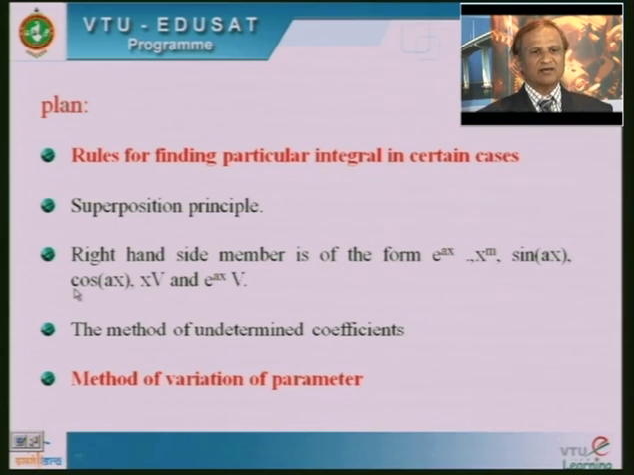Is it clear? Or it may be of the type cos of ax, or more generally cos of ax plus b, right, or it may be of the type x into v, again v may be a function of x. Is it clear? And finally it may be of the type e raised to ax into v, again v may be a function of x. So friends, in all these cases, how are we going to find the general solution of the given differential equation? Is it clear?